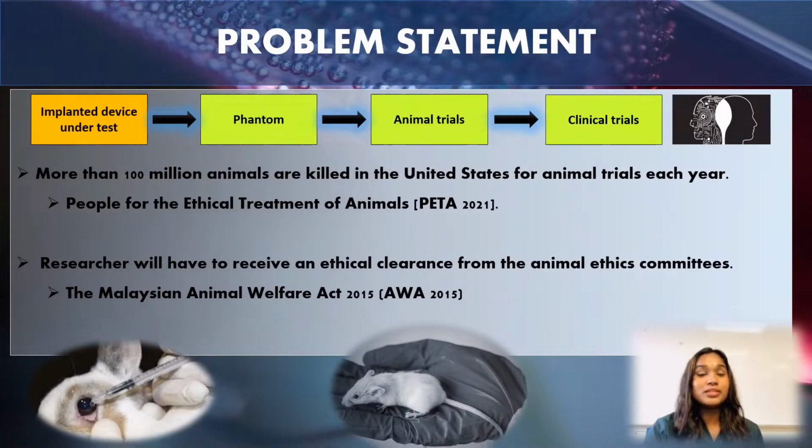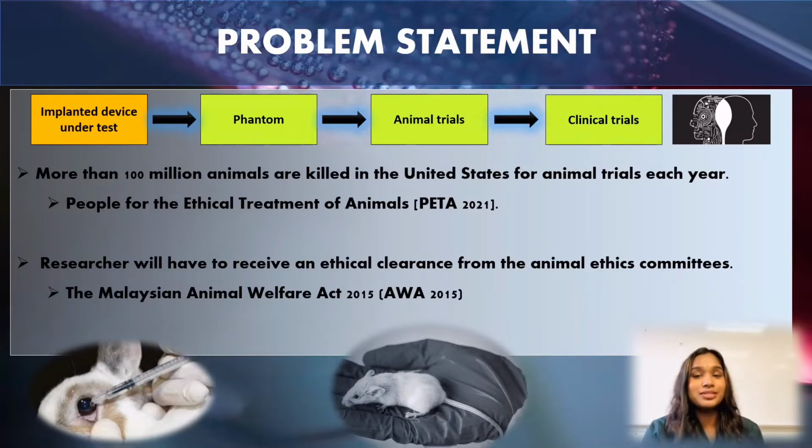According to the People for the Ethical Treatment of Animals, more than 100 million animals are being killed for animal testing each year. Do you know how serious this problem is? Do you think it's fair for the animals to be killed and separated from their parents for testing purposes? The lives of these innocent animals also matter to us, and we need to find a solution for this problem.